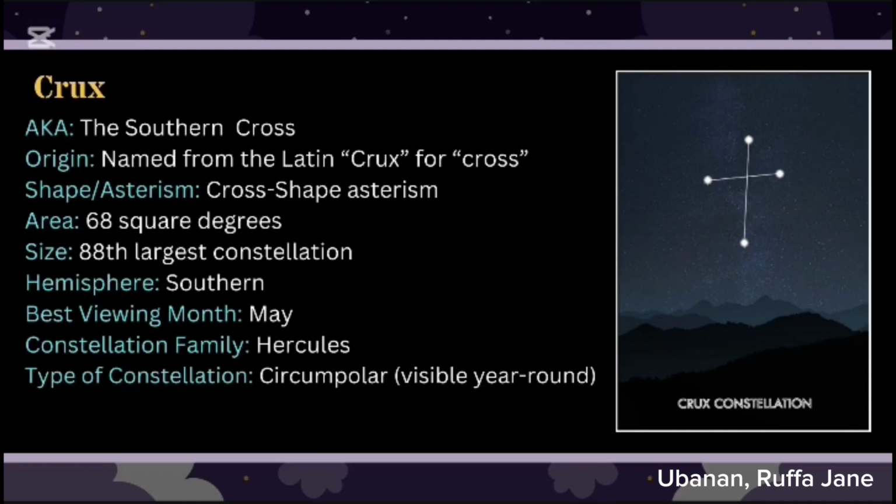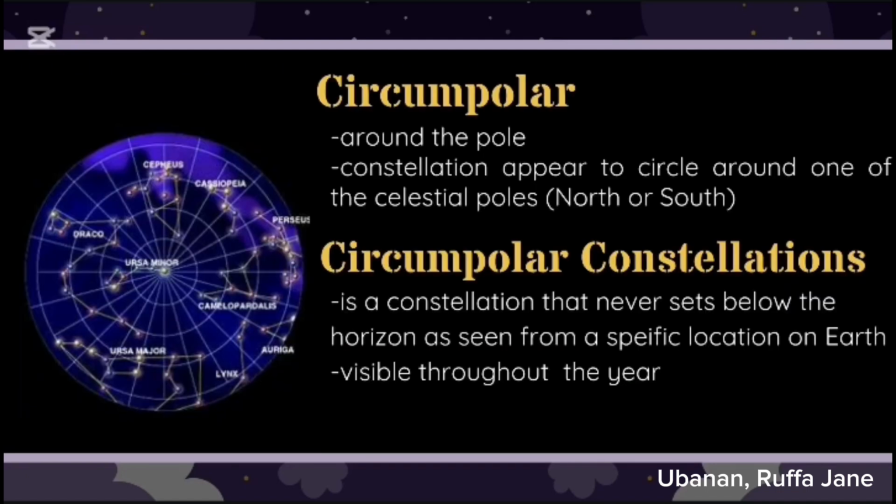Always remember that circumpolar constellations are those that are visible year-round from a given latitude because they are located near the celestial pole, either in the north or the south. They appear to circle around the pole as the Earth rotates. I hope you learned about circumpolar constellations.